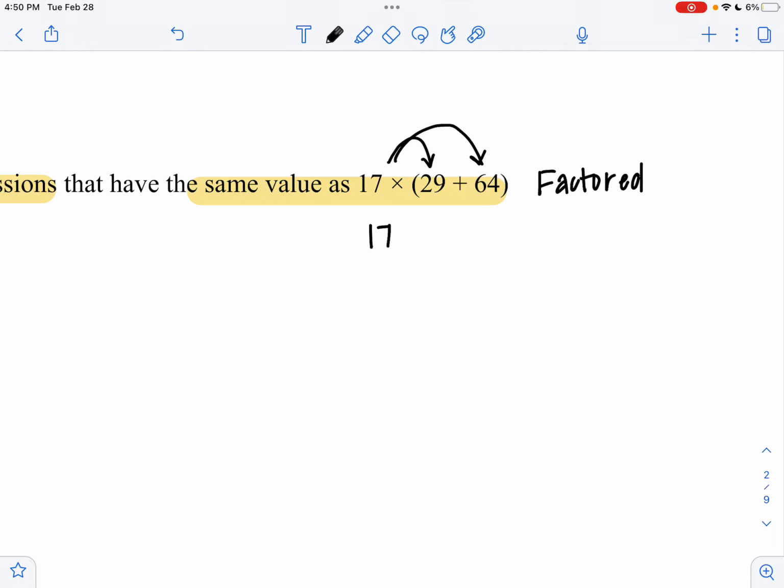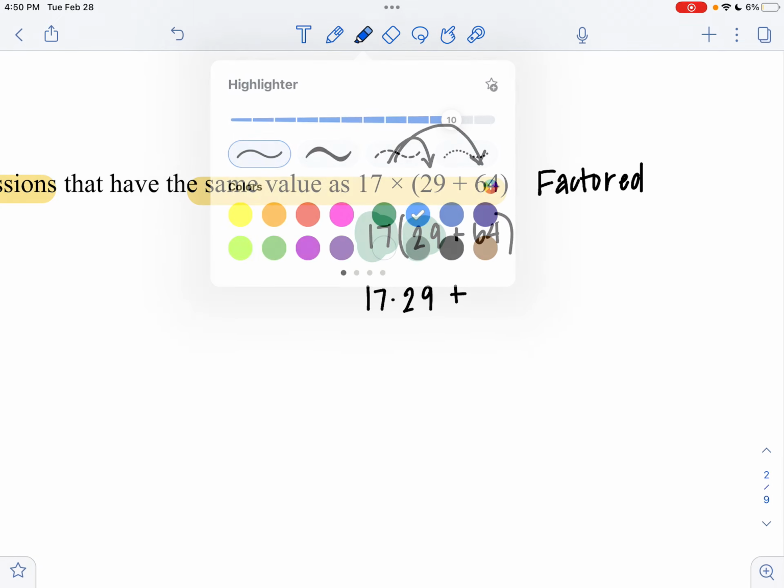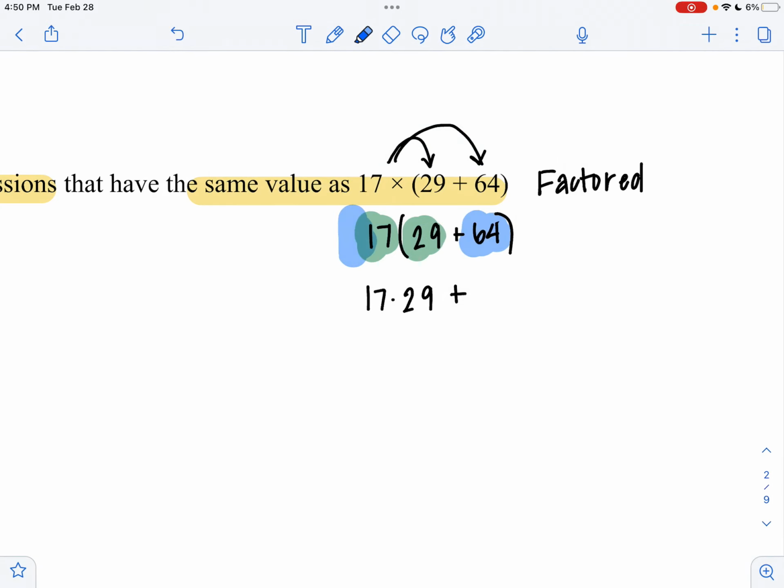Factored form is often written like this: 17 parentheses 29 plus 64. We don't actually need the multiplication symbol. When 17 hugs the parentheses, we can assume that we're multiplying. When we have 17 times (29 plus 64), I know that I can multiply 17 times 29, and I can add the product of 17 times 29 to 17 times 64.